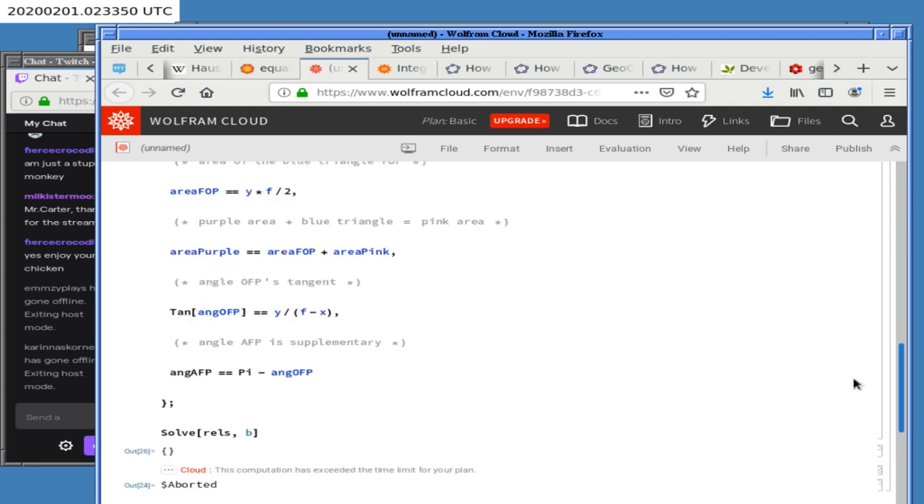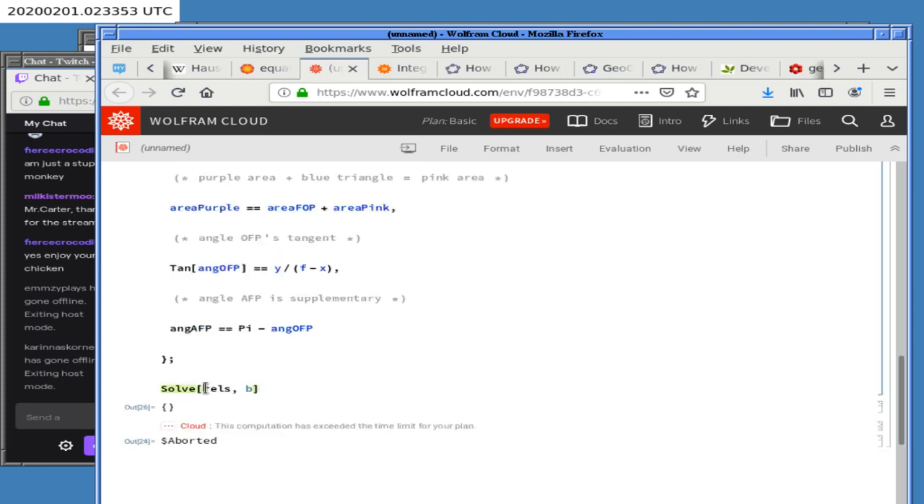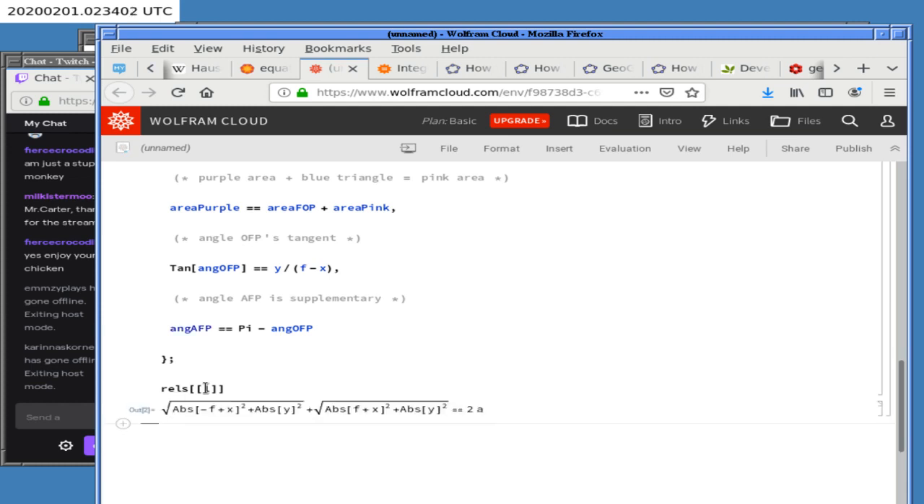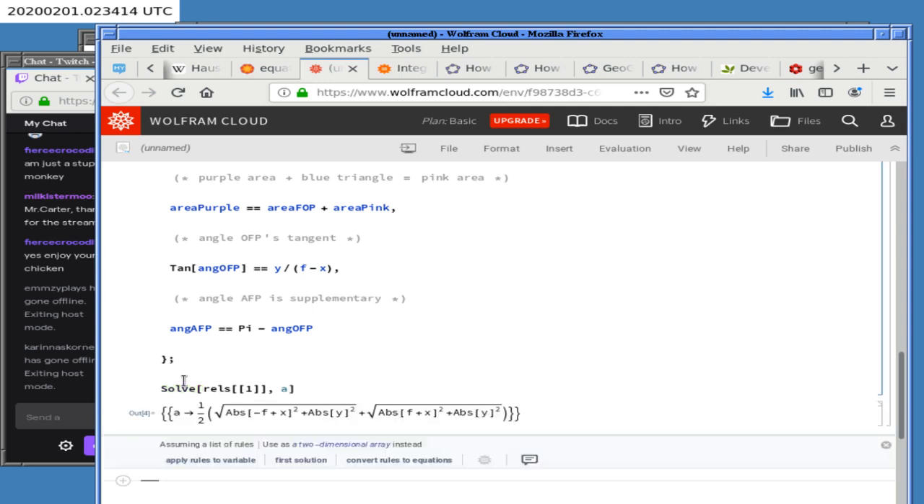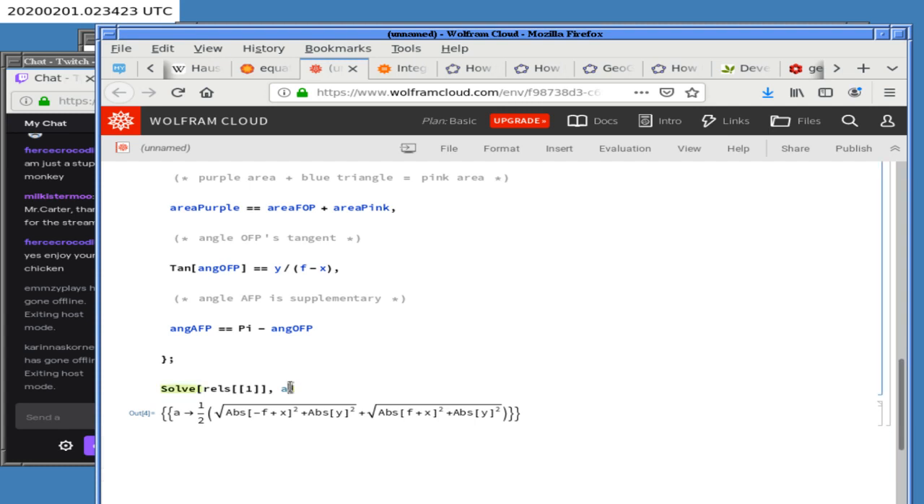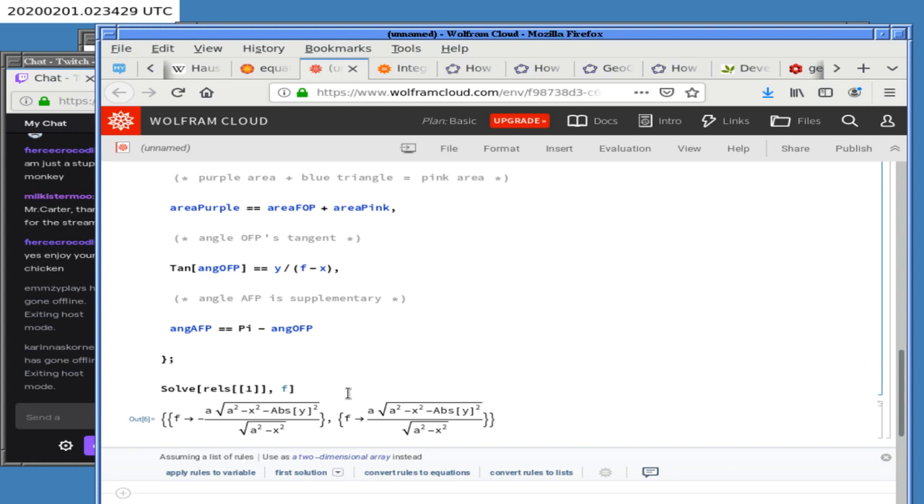So the one question we could ask, instead of looking at them all at once, like we were trying to do, let's look at just rels 1 briefly, the first element of this. That's not very deep or anything. But the question is, can we solve this equation for A? And the answer is yes, very simply, in fact. So what this tells us is if we have F, X, and Y, we can get to A. Okay? Can we do a little bit more than that? Can we get to F if we have the other three? And the answer there is yes. Again, it's a plus or a minus, but that's not a huge deal. The point is, if we have A, X, and Y, we can get to F.